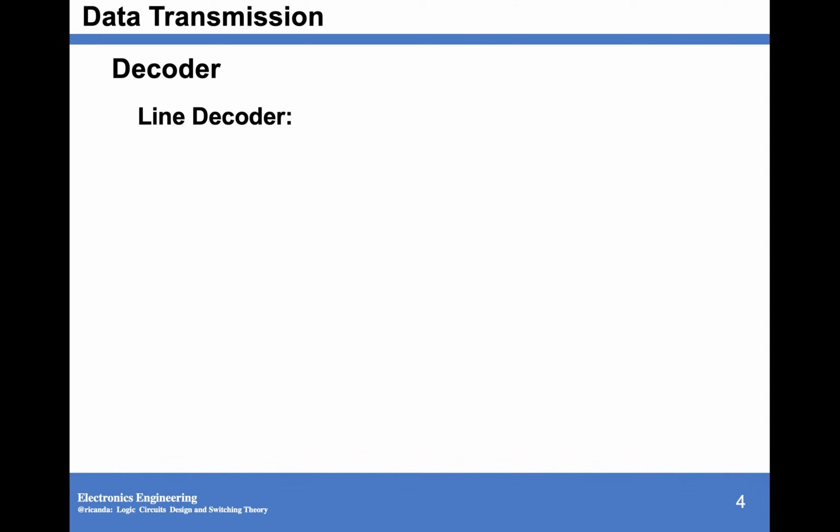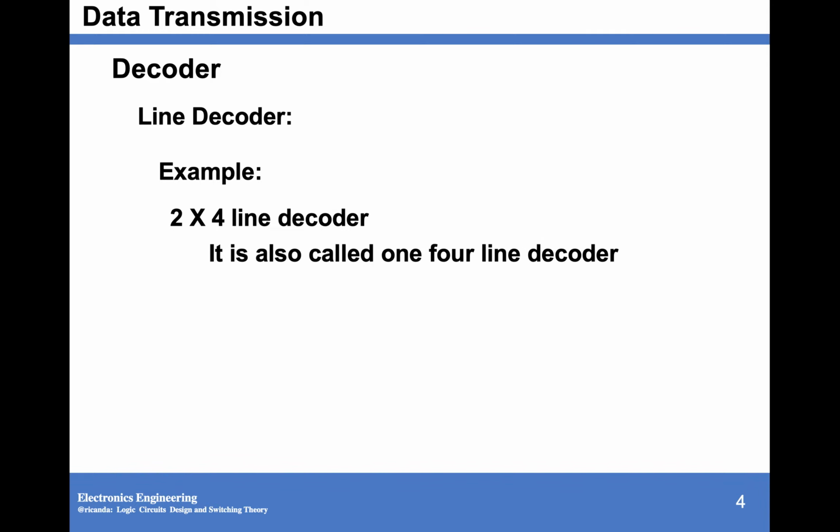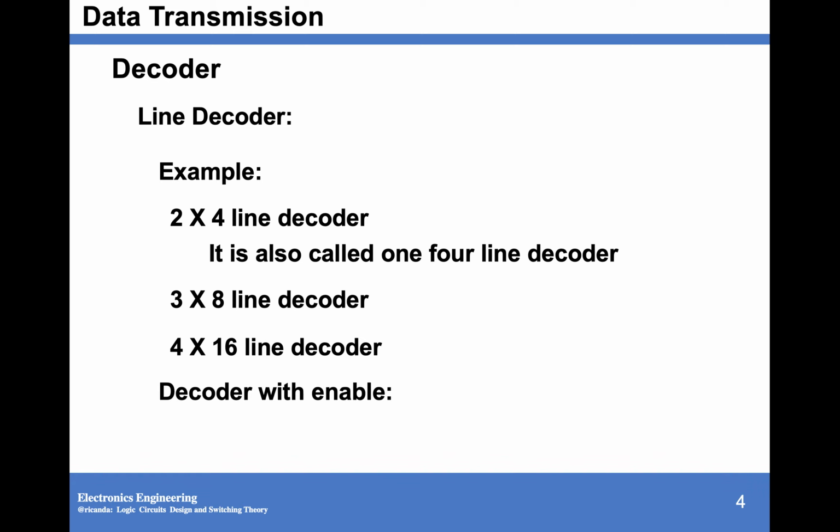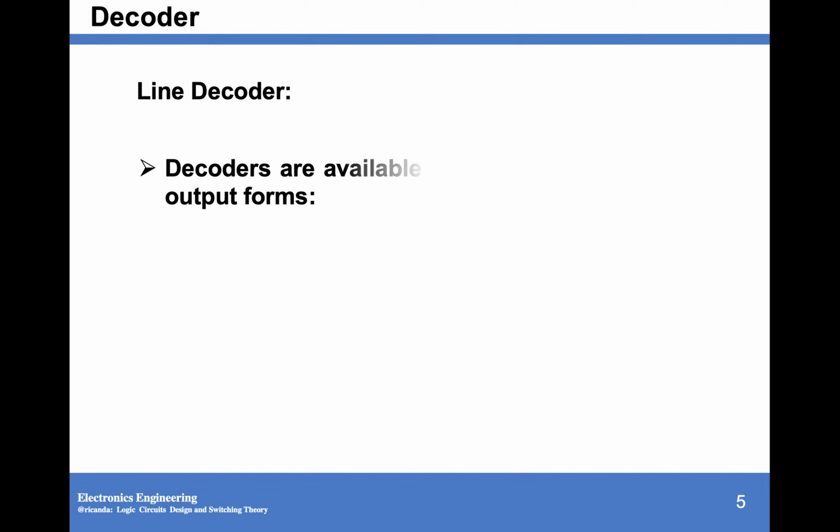So we have the first decoder, the line decoder. We have the 2 by 4 line decoder, also called 1 of 4 line decoder. Then we have the 3 by 8 line decoder or 4 by 16 line decoder. And we have decoder with enable.